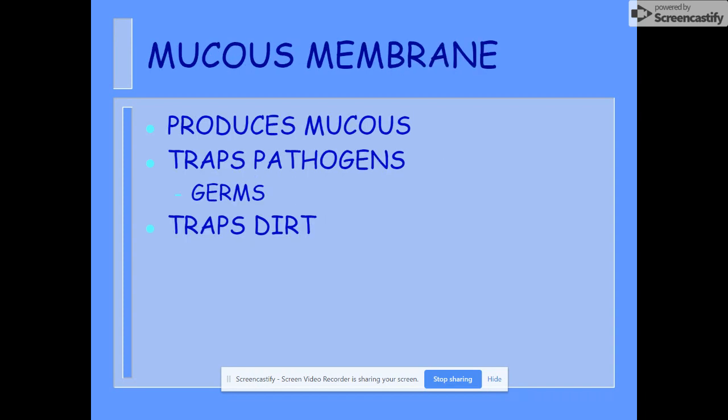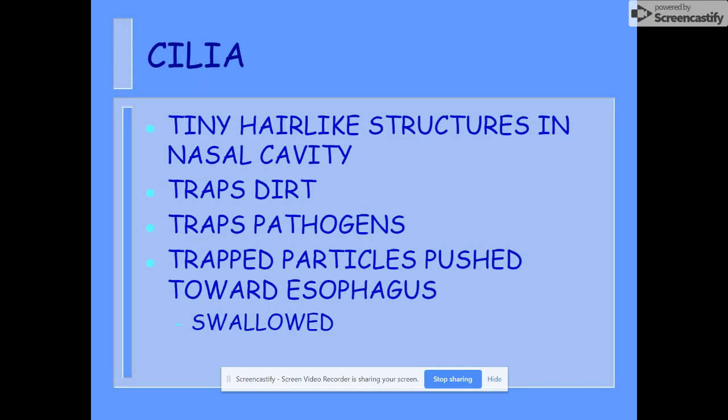Your mucous membrane produces mucus. It traps the pathogens, which are your germs, and it also traps your dirt. The cilia are the tiny hair-like structures in the nasal cavity, so that's your nose hair. Traps dirt, traps pathogens. The trapped particles are pushed towards your esophagus and swallowed to be digested. I know, it's really, really gross.